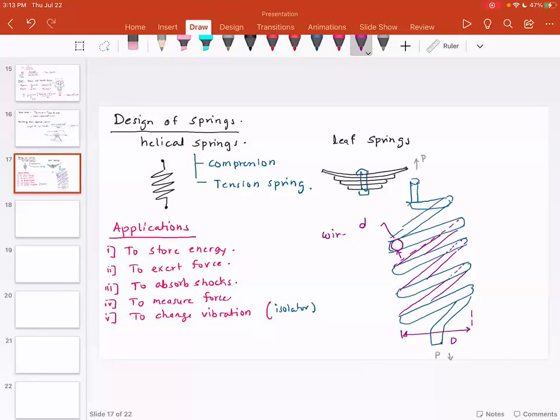The wire diameter, this coil diameter, and the ratio of wire diameter to coil diameter is an important design parameter that is called as C. Sometimes it is referred as spring index.